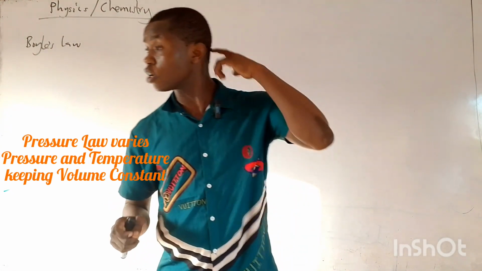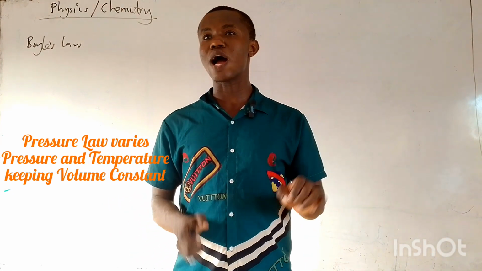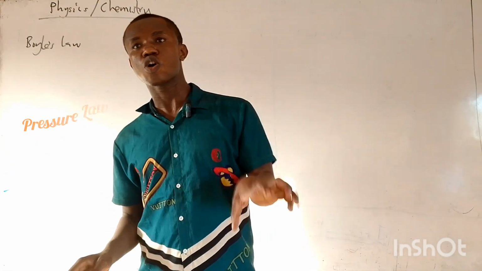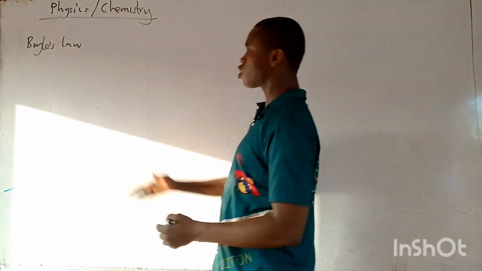And not volume and temperature. Pressure and temperature, I guess pressure and temperature was varied. Why? Volume was constant. All right, so let's go to Boyle's law.